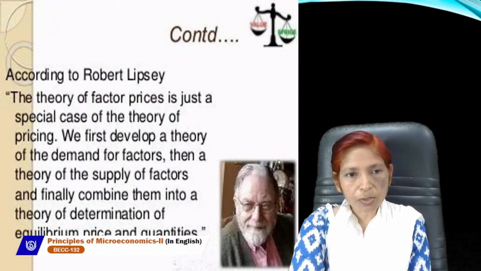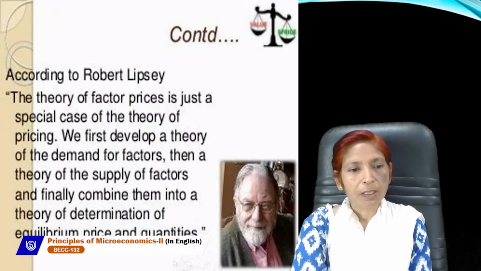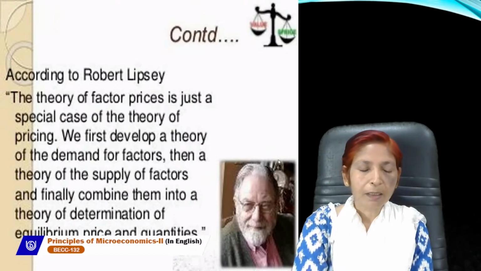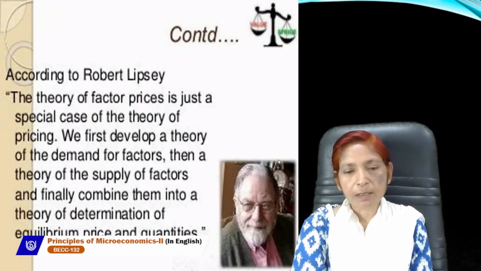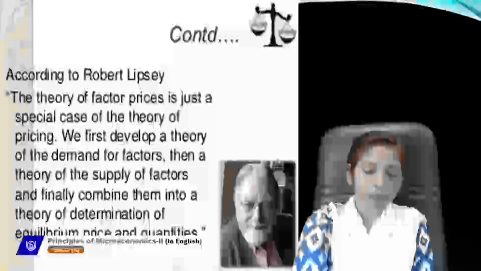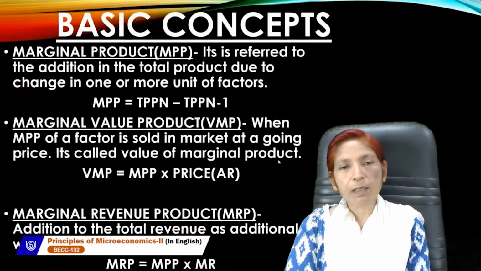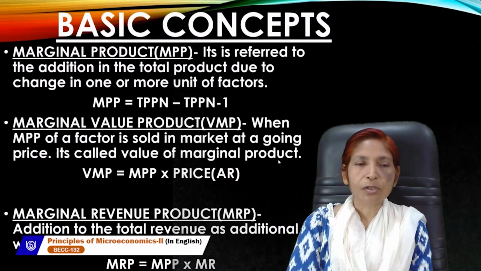If we want to study how factor price is determined, then we need to study the theory of demand for factors. Then we need to study the theory of supply of factors. If we combine these two theories, then we can determine the equilibrium price and quantity of factors of production. Next are the basic concepts, which are also related to this topic.